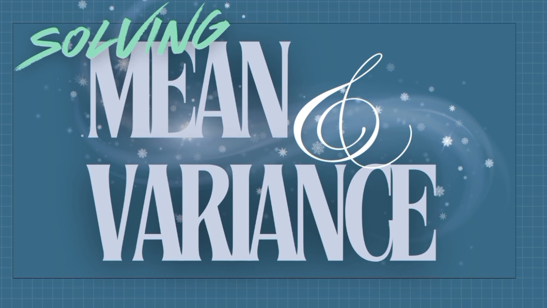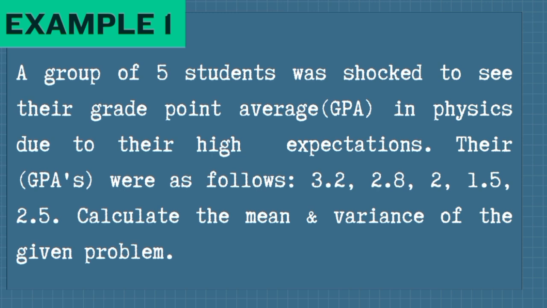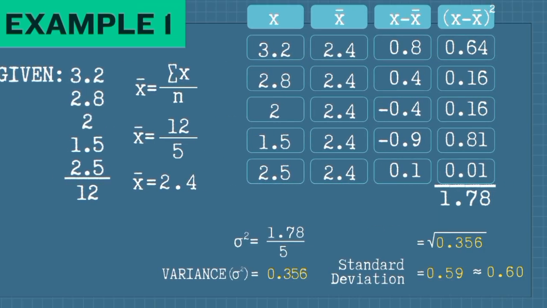So, let's move on to solving mean and variance. Example number 1. A group of 5 students was shocked to see their grade point average in P6 due to their high expectations. Their GPAs were as follows: 3.2, 2.8, 2, 1.5, 2.5. Calculate the mean and variance of the given problem. You can see the solution in this slide. We will take first the mean, where the givens sum up to 12, divided by 5, which is the total number of givens, so the mean will be 2.4.